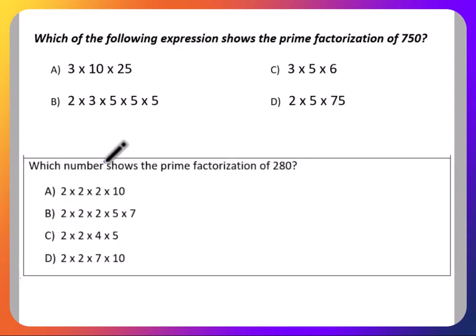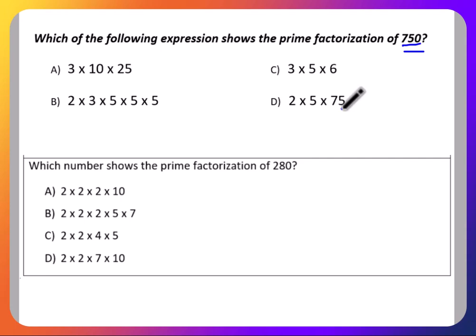Okay, a couple more examples and then we will be done. Which of the following expressions shows the prime factorization of 750? We want to know which one of these equals 750. So you could go and multiply all of them together like we did. We showed you with the exponents, right?